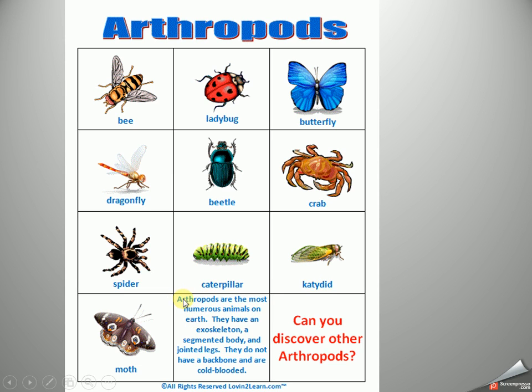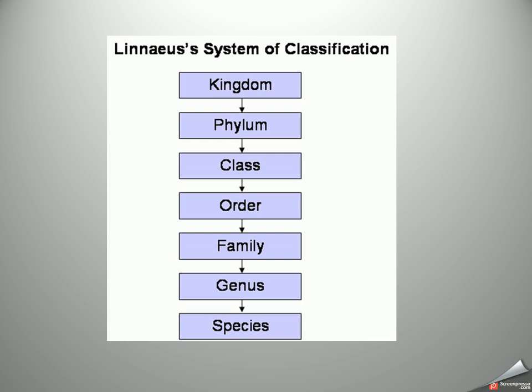Like it says over here, arthropods have an exoskeleton, a segmented body, which means it's in different sections, and jointed legs, no backbone, and are cold-blooded. So they're part of the animal kingdom without a backbone, which makes them invertebrates. Their skeleton is on the outside. That's what it means by exoskeleton. Those are the main things that you have to remember.